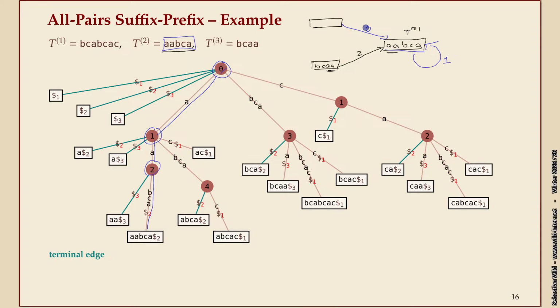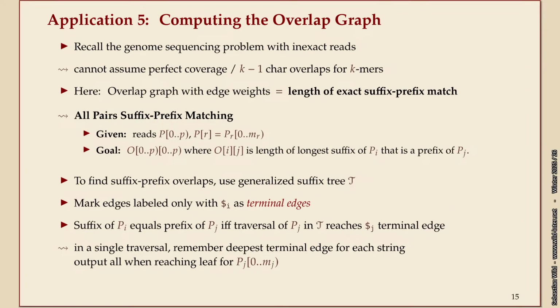So the algorithm has to do 2 things. It has to label the edges that have just a dollar symbol somehow specially. And then it has to traverse every string from top to bottom and take note of what was the deepest occurrence of each other string on such a green edge. That's what's spelled out here. These green edges are called terminal edges. They're the ones that start directly with a dollar symbol. And we have a shared suffix prefix: a suffix of pi is a prefix of pj.